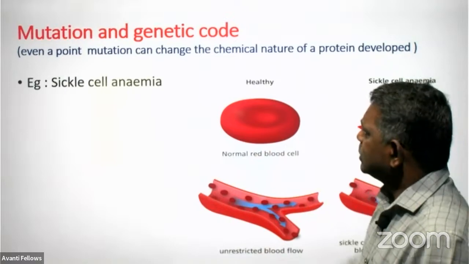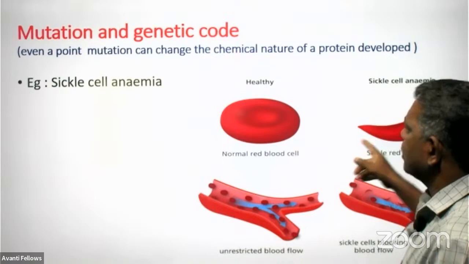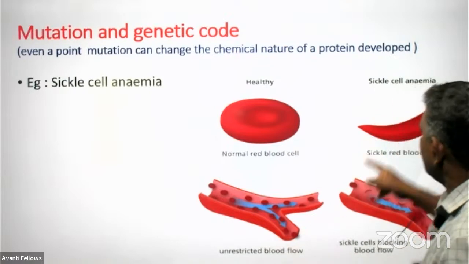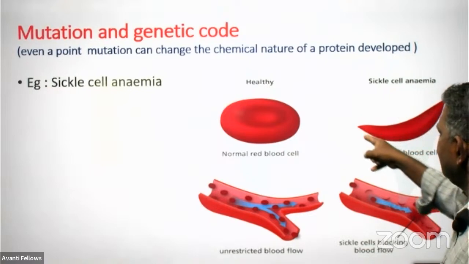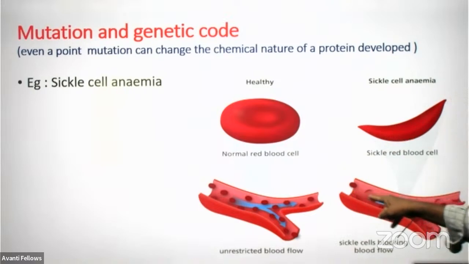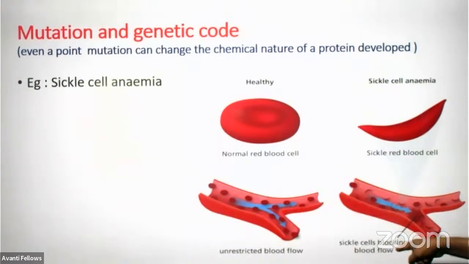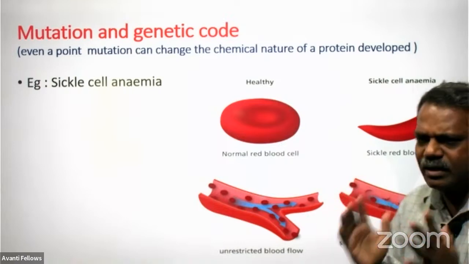But because of the mutation, what happened? It produced an abnormal protein. And this abnormal protein production leads to sickle cell anemia. See the shape of this RBC. Whenever it flows through the blood vessel, it can settle somewhere and block the blood flow. And that we call the sickle cell anemia disease.